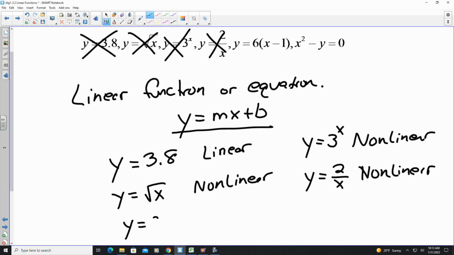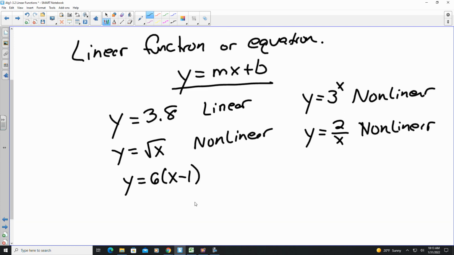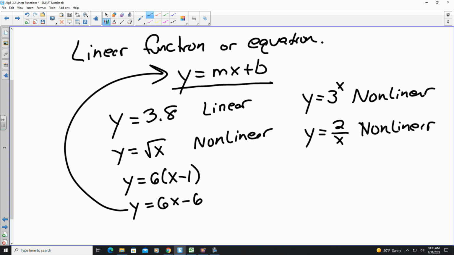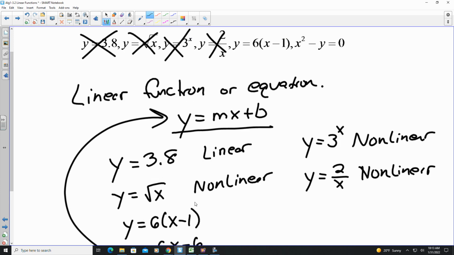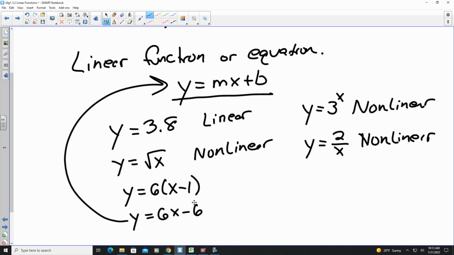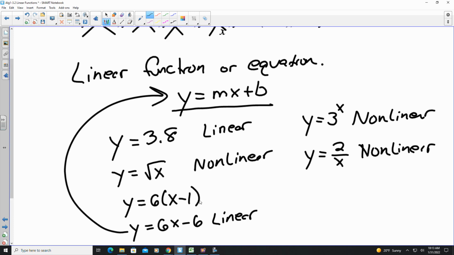Here I got y is equal to 6 times the quantity of x minus 1. If I were to distribute this, I would get y is equal to 6x minus 6, which basically looks like our general formula for a linear function. M is 6, B is negative 6, and looking at that, that would be classified as having all of the characteristics of a linear function.